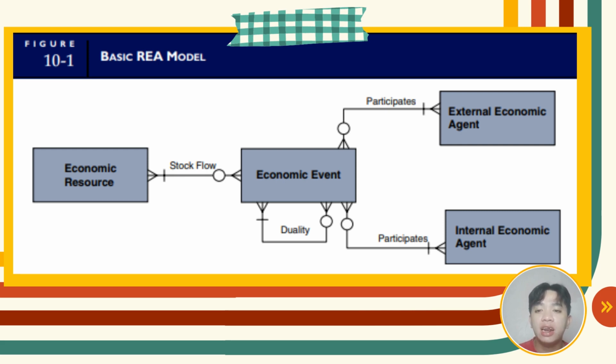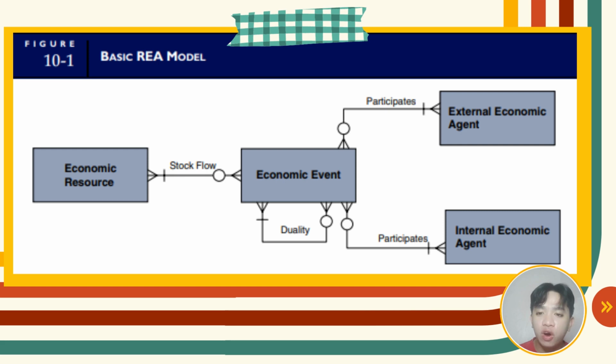First is an external economic agent. It refers to any individual, entity, or organization that interacts with the organization's resources and events from outside the organization. These agents play a crucial role in the flow of resources, engaging in transactions and events that affect the organization's operations. They can take on various roles and participate in different activities within the model. They are represented in the basic REA model to show how they contribute to the flow of resources and information and influence the organization's decisions and strategy.